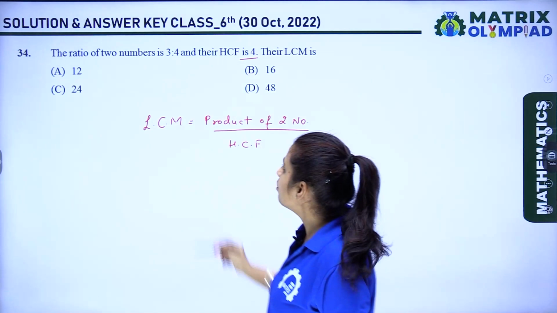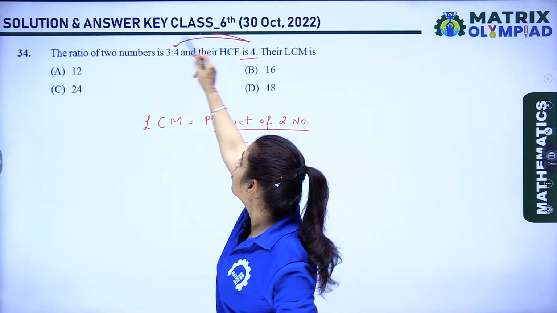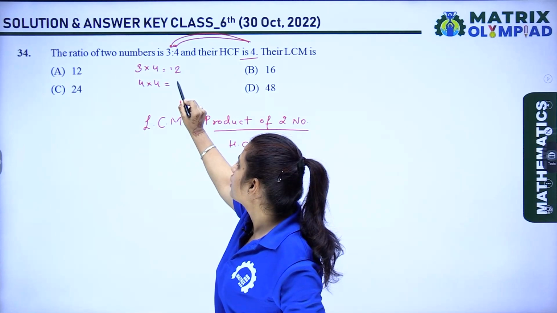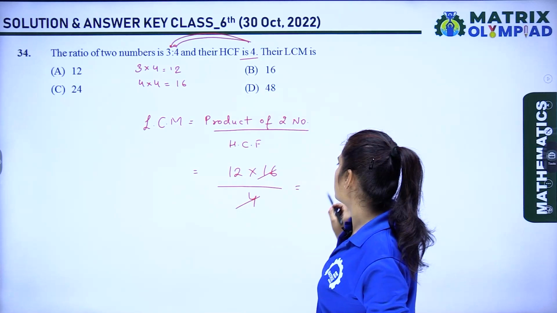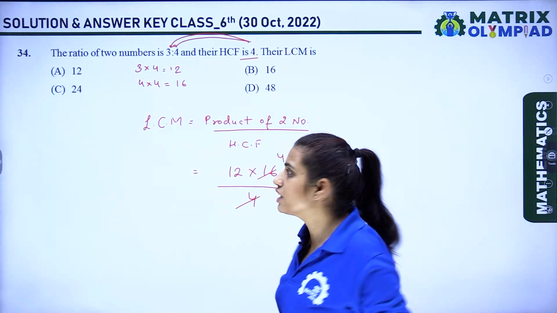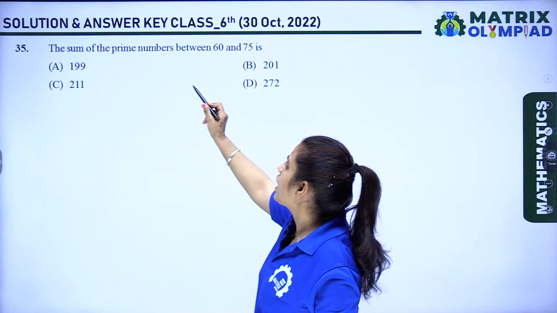The numbers are in the ratio 3:4, and to find the actual numbers, we multiply the HCF with both. So number 1 is 3 multiplied by 4, which gives us 12, and the second number is 4 multiplied by 4, that is 16. So the two numbers are 12 and 16. HCF is 4. Now in the lowest terms, we get 12 multiplied by 4, that is 48. So the LCM of 12 and 16 is 48. So option D is the correct answer. Now the next question is 35: the sum of the prime numbers between 60 and 75 is.